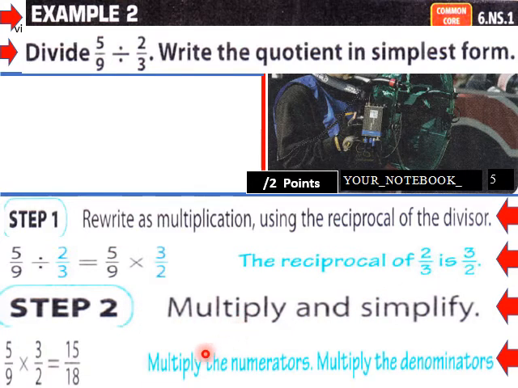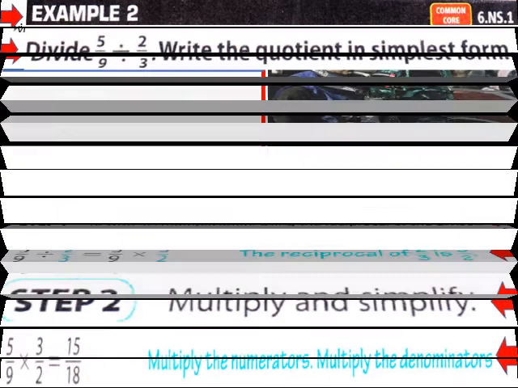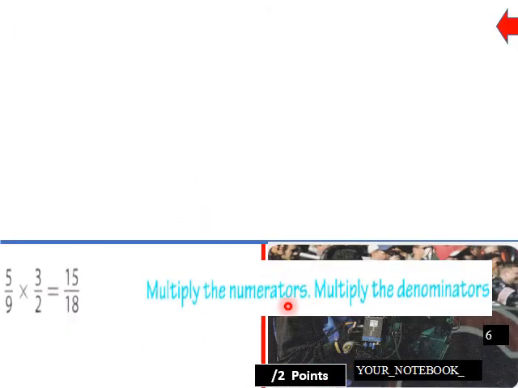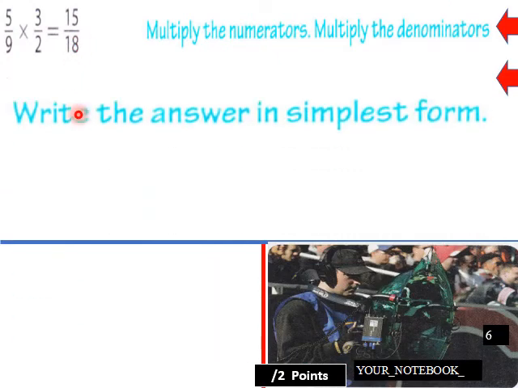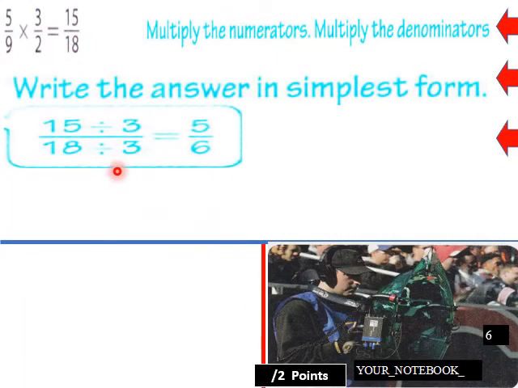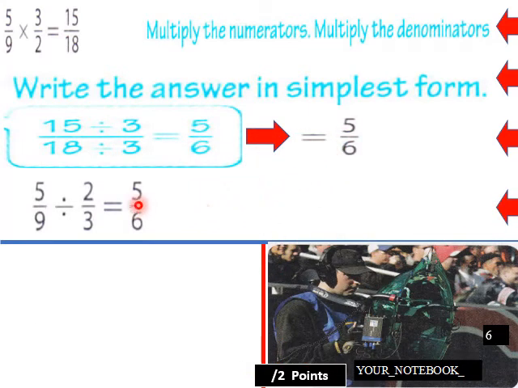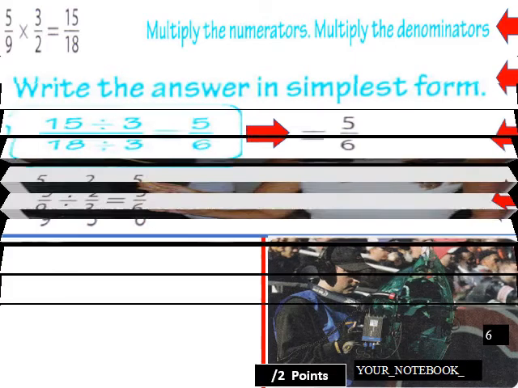And then we multiply and simplify. So 5/9 times 3/2 equals 15/18. Multiply the numerators, multiply the denominators, and then we can simplify that, can't we? 15/18 is the same thing as 5/6. We divide both numerator and denominator by 3, and we get 5/6. Therefore, 5/9 divided by 2/3 equals 5/6.